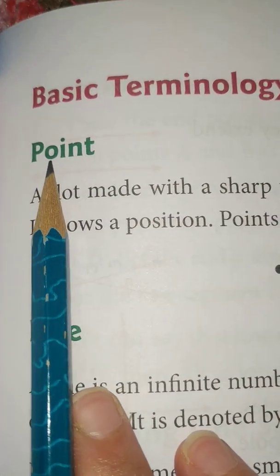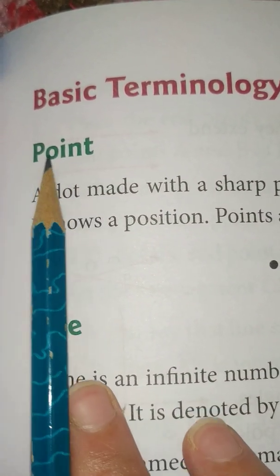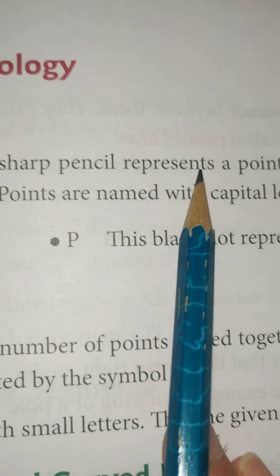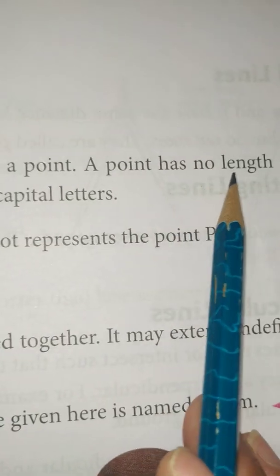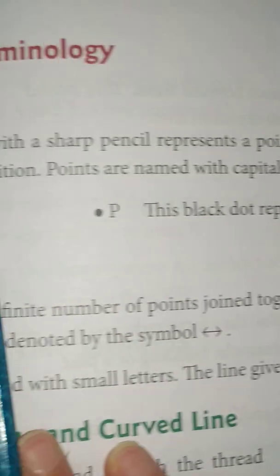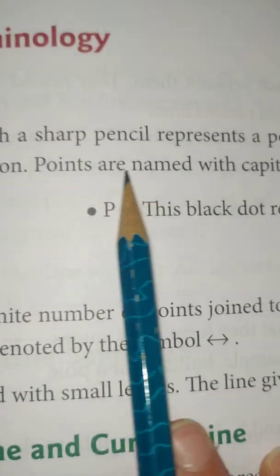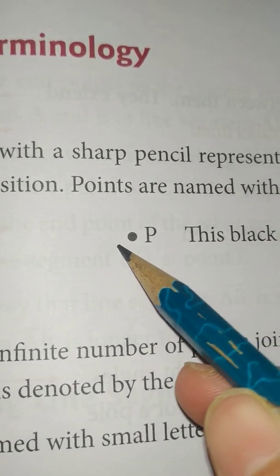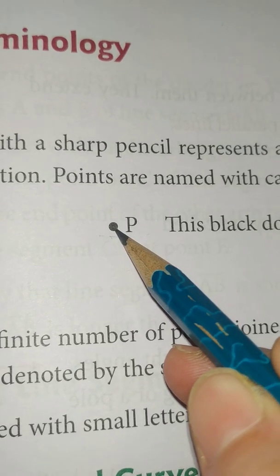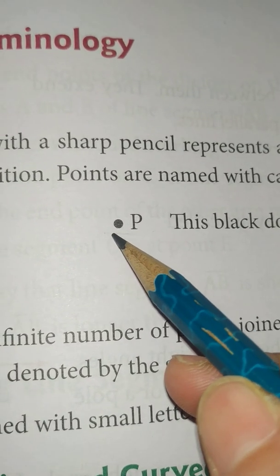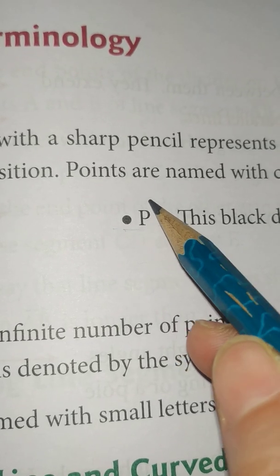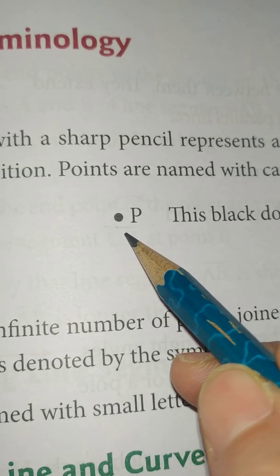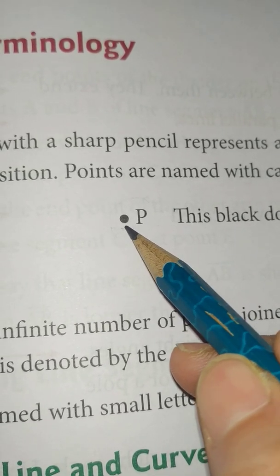So the first point is point. What is a point? A dot made with a sharp pencil represents a point. A point has no length or breadth. It shows a position. Points are named with capital letters. It is a dot like this which is made with a sharp pencil. It doesn't have any length or any breadth, but it only shows the position. And it is always named with a capital letter, like here capital P. It means this is a point P.